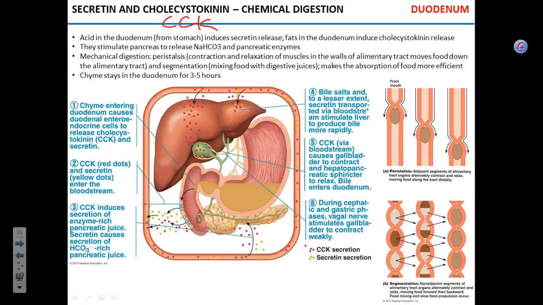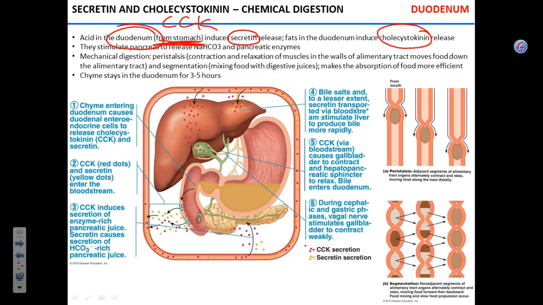When chyme enters the duodenum, what does it contain? Acid and partly digested food. Great. Those are two things that we need to remember. Acid stimulates secretin. Fat, specifically fat, I'm talking about fatty acids, monoglycerides, stimulate CCK.